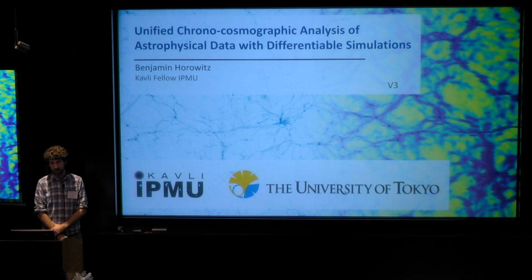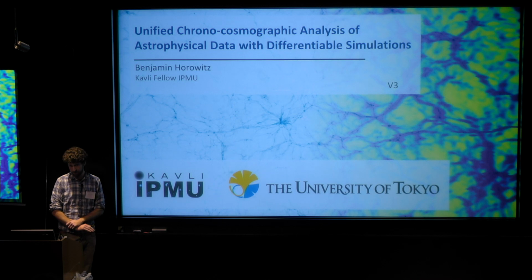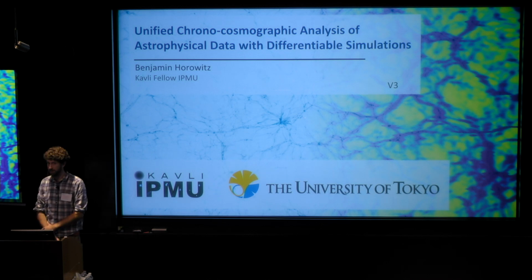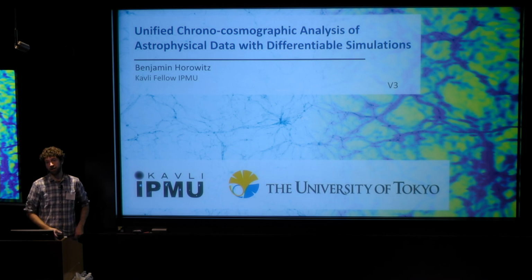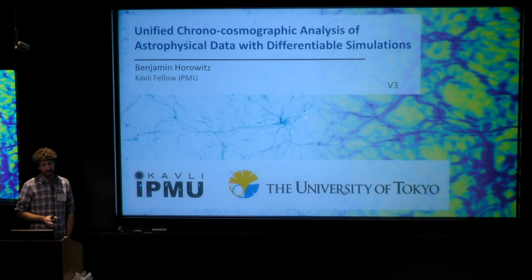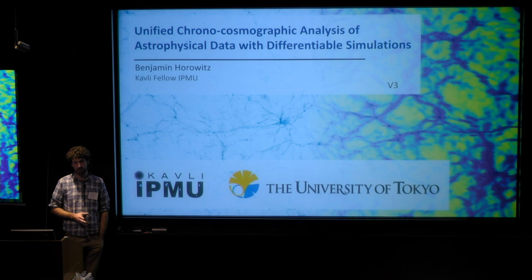And so the goal is to create a fully differentiable hydrodynamical simulation, so not doing emulation, not baryon painting, nothing like that. Actually explicitly modeling the evolution of the dark matter, the Euler equations for the gas, as well as sprinkling in some subgrid physics. And the goal is to do this kind of lofty title of a unified chronocosmographic analysis. So doing things on the field level, if possible.